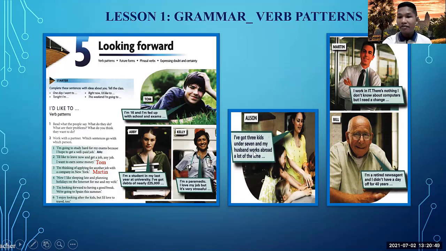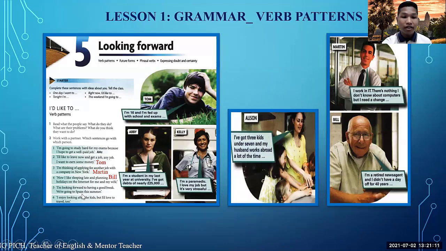Number 4, now I like sleeping late and planning holidays on the internet for me and my wife. So we have Abby, Tom, and Martin already, so we have 3 of them. And he mentioned my wife. So which person? It must be Bill, right? Of course. Yes, Bill.